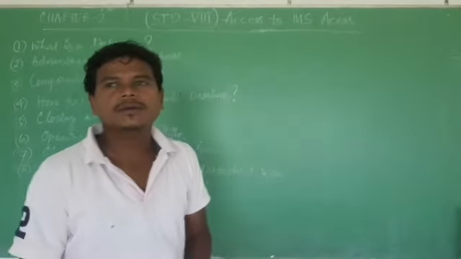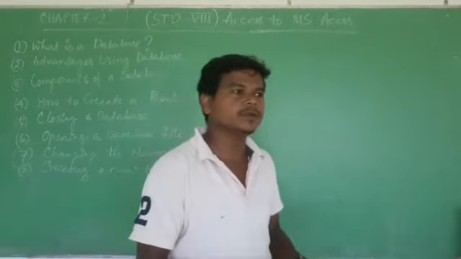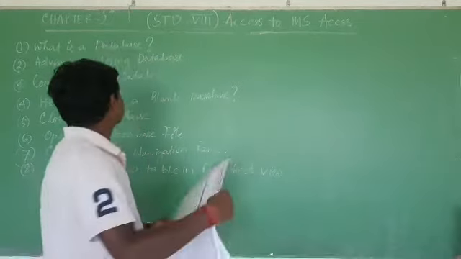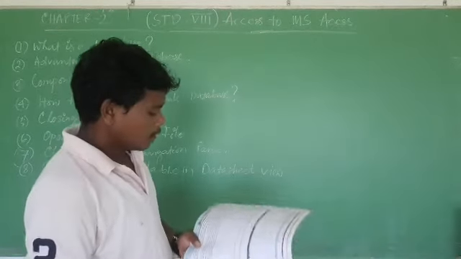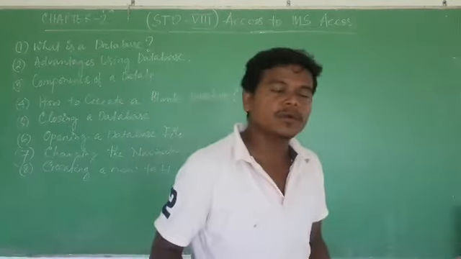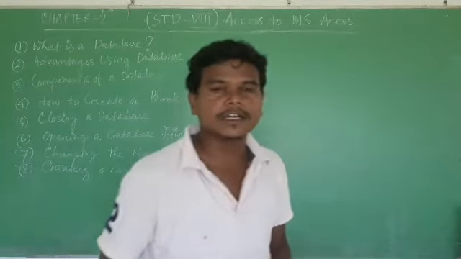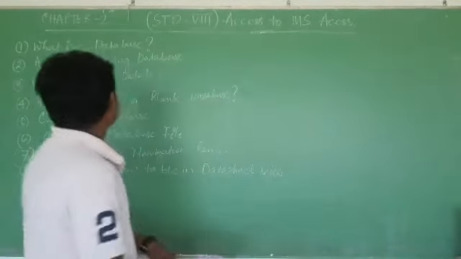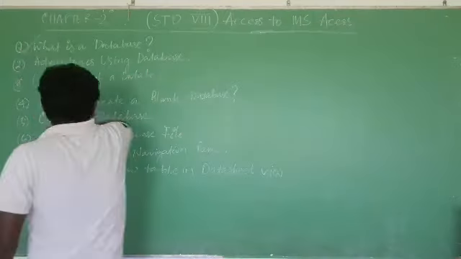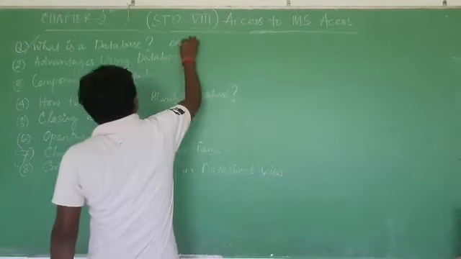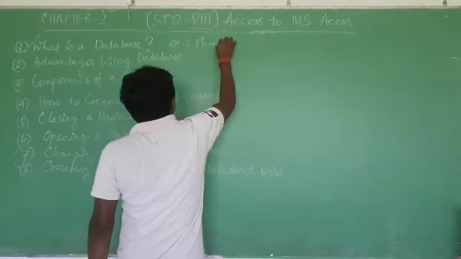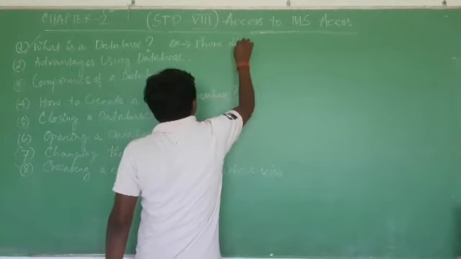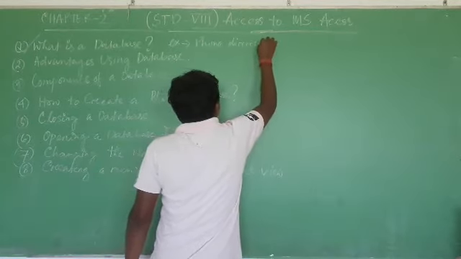Now what is the database? As I told you in the last class, a database is the collection of information or data that is the most essential part of an organization. That is called a database. As for example, suppose you have a phone directory.